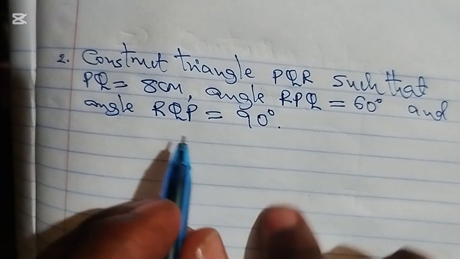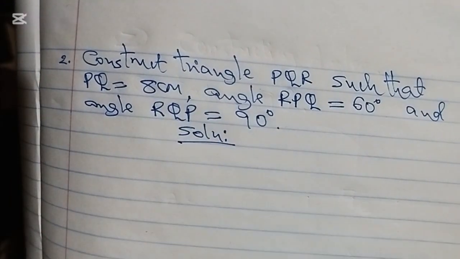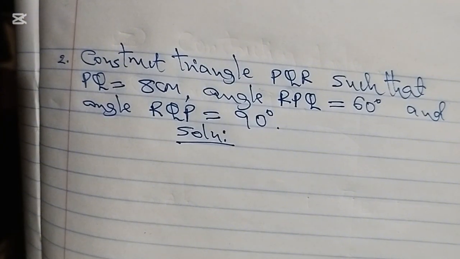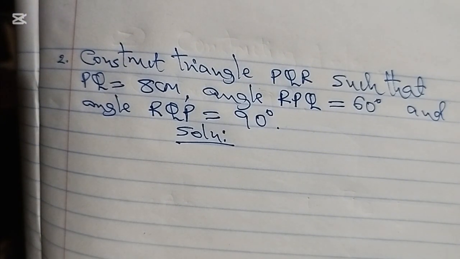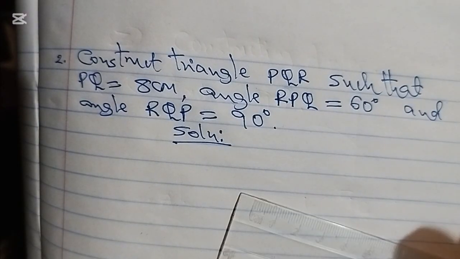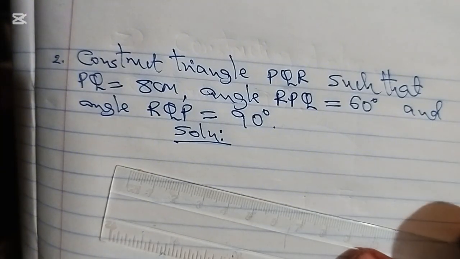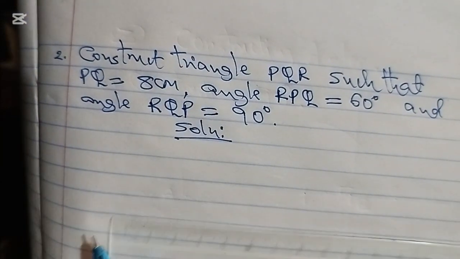Under our solution, ladies and gentlemen, it will be very simple. They are saying we construct triangle PQR such that PQ is 8 centimeters, angle RPQ is equal to 60 degrees, and angle RQP is equal to 90 degrees. So what are we going to do here? Step number one, we are going to draw the line. Let's have the line PQ.